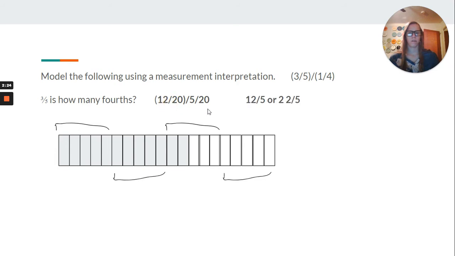So 12/20 divided by 5/20 is going to give us 12/5. So we have 5, 10, and 2 more is 12, or 2 and 2/5, if we were to write it as a mixed number.